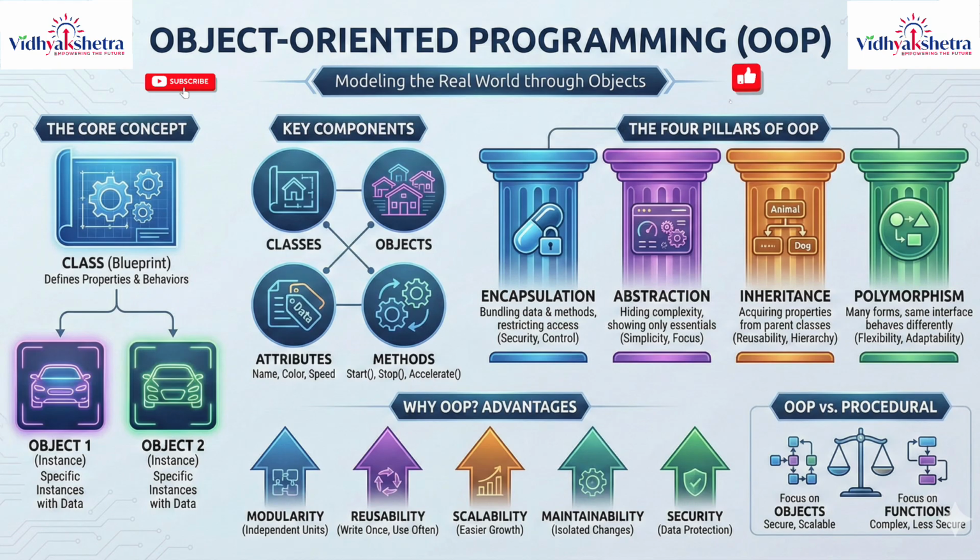to conceptualize and maintain. Key components of OOP. Object-oriented programming revolves around four main components: classes, objects, attributes, and methods. A class is a blueprint that defines what properties and behaviors its objects will have. It is similar to a house plan. The plan itself is not a house, but you can build multiple houses from it.